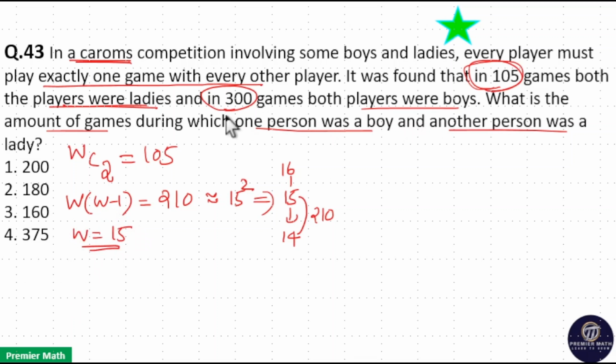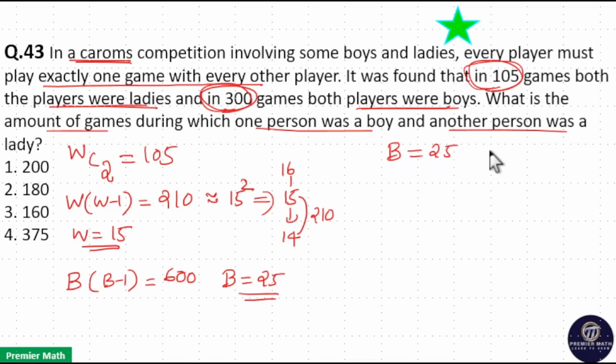Same way, in 300 games, both the players were boys. Consider the number of boys as B. So B into B minus 1 is equal to 2 into 300, that is 600, which means the nearest square is 25. So the number of boys is equal to 25. 25 square is equal to 625, which is nearest to 600, because 25 into 24 is 600. Now we got the total number of boys as 25 and the total number of women as 15.